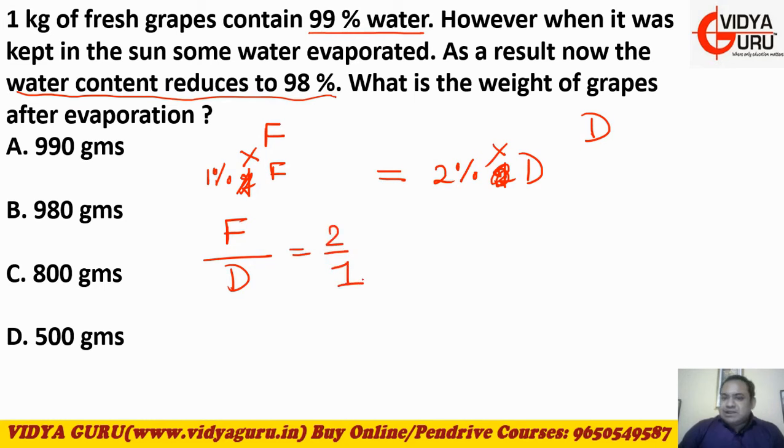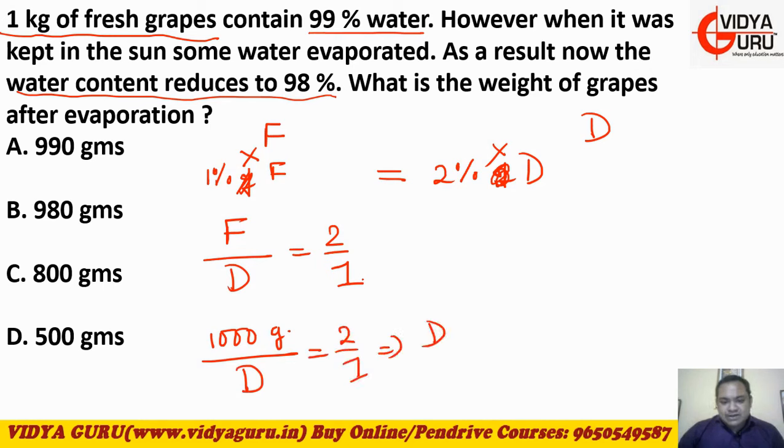Now let's put the value. What is the weight of grapes after evaporation? The quantity of fresh grape is given as 1 kg. 1 kg is equal to 1000 grams. So 1000 gram fresh. How much dry will you obtain? You use this ratio, and from here D comes out to be 1000 by 2.